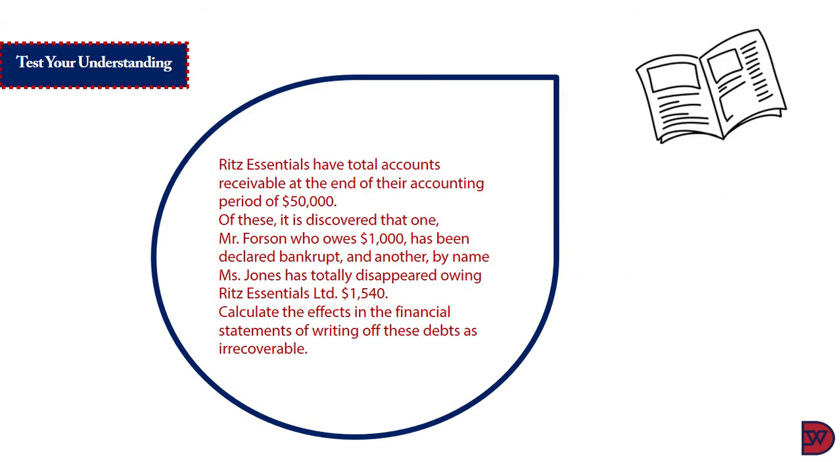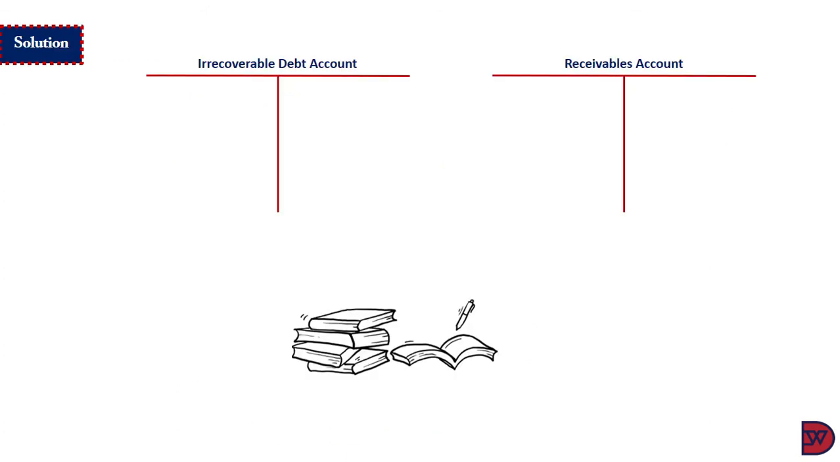Let's test our understanding. Rates Essentials have total account receivable at the end of the accounting period of $50,000. Of these, it is discovered that one, Mr. Forson, who owes $1,000, has been declared bankrupt. And another, by name Ms. Jones, has totally disappeared, owing Rates Essential Limited to the tune of $1,540. Now, we are supposed to calculate the effects in the financial statements of writing off these debts as irrecoverable.